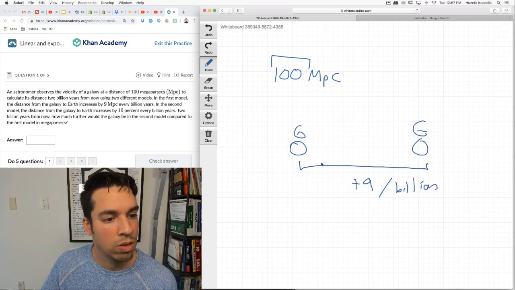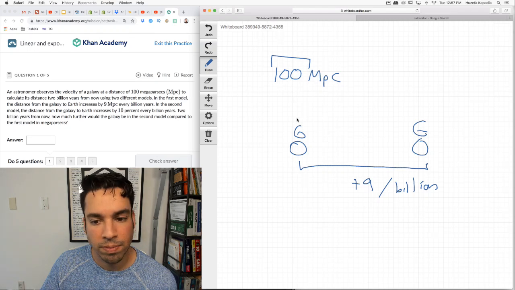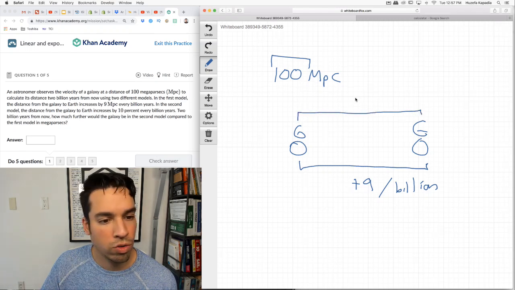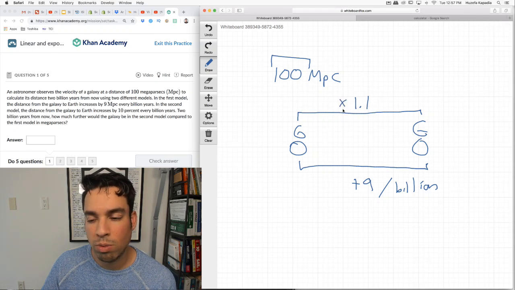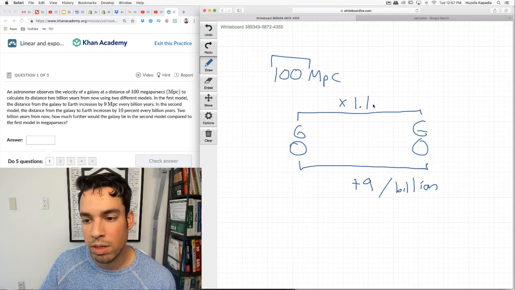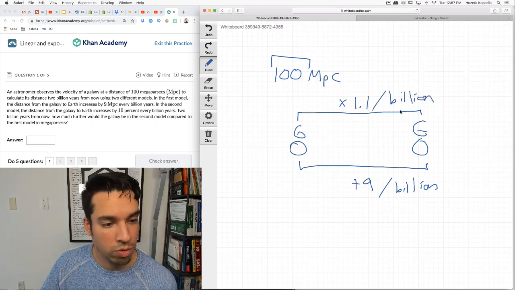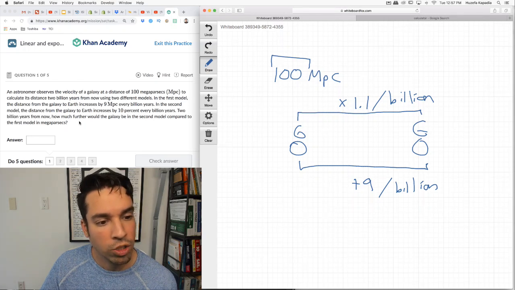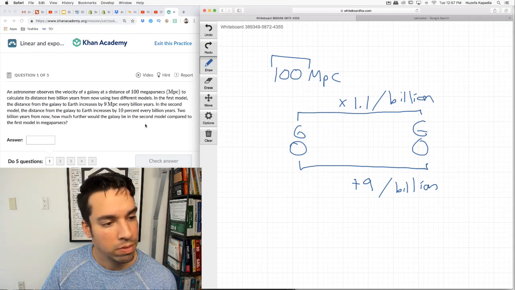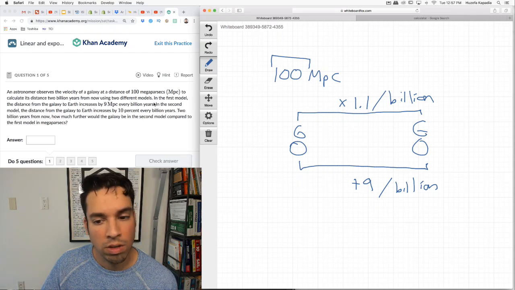In the second model, the distance from Earth increased by 10%. So it's a multiplier of 1.1, right? Every billion years. Okay. 2 billion years from now, how much farther would the galaxy be in the second model compared to the first model? Okay, this is the second model. This is the first model.